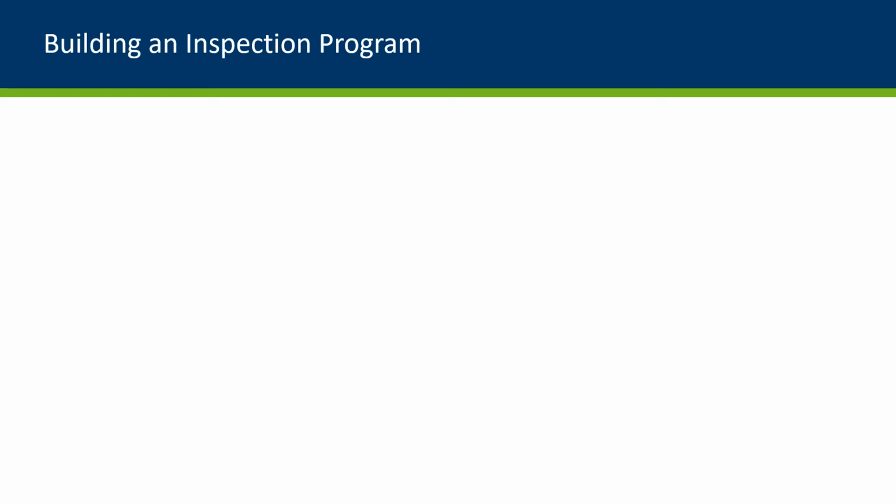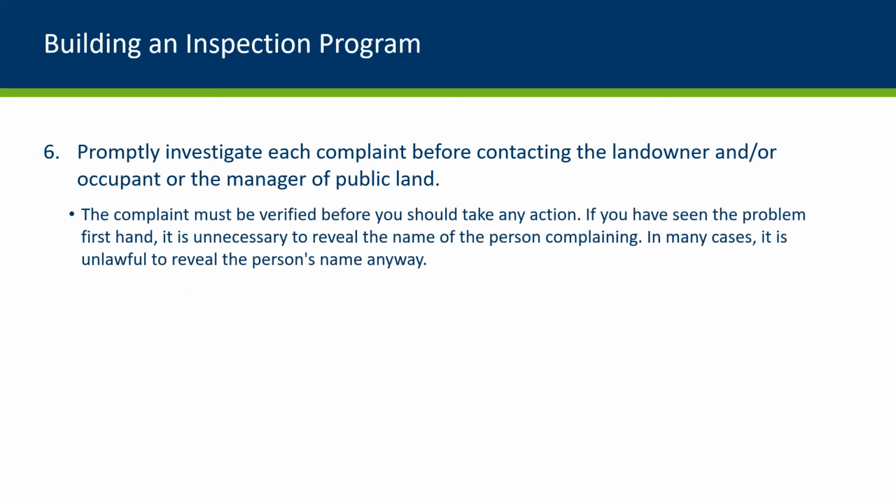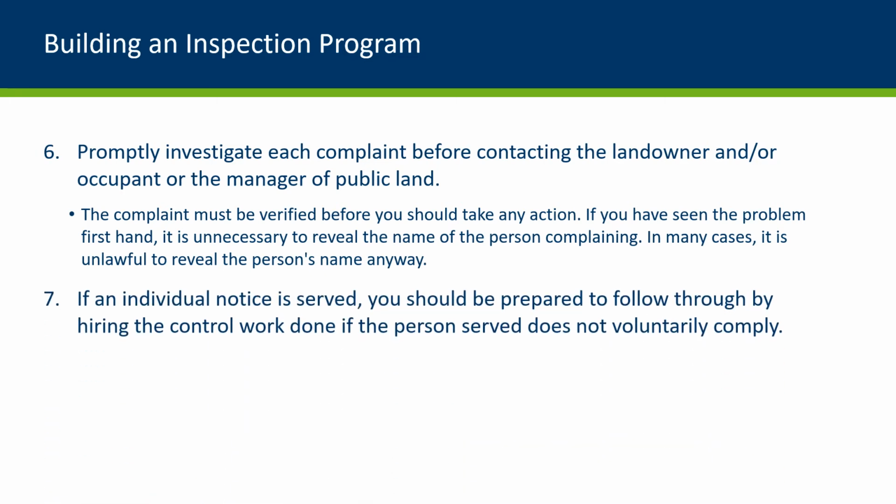Investigate the complaint before contacting the landowner or issuing an individual notice. Be aware that seeing the problem firsthand can protect the identity of the complainant. Seeing it firsthand also helps you verify the issue. An individual notice is a serious action. Make sure you have the support of your board, your county ag inspector, and the county attorney before issuing an individual notice. Without the support of the county, reimbursement for control work will be difficult, if not impossible.